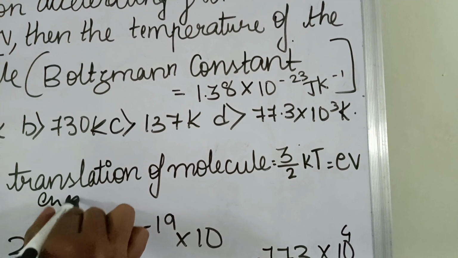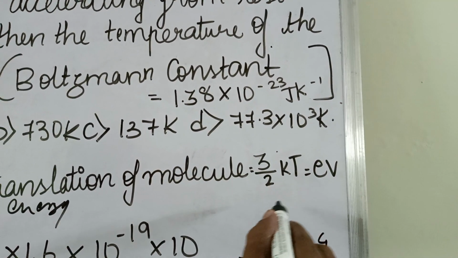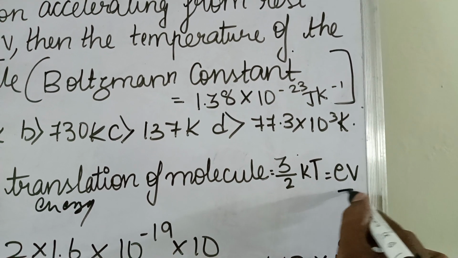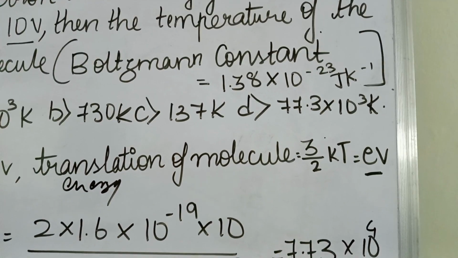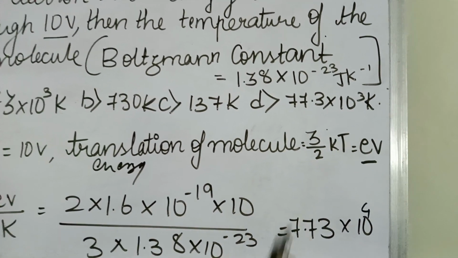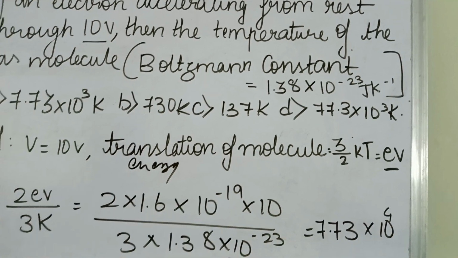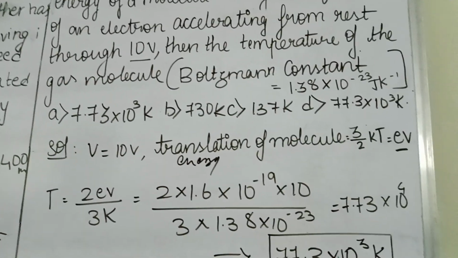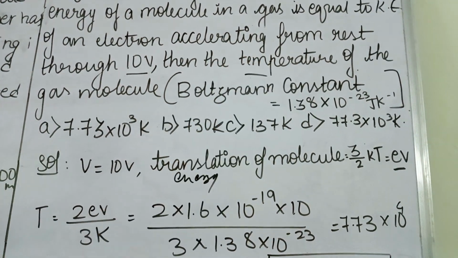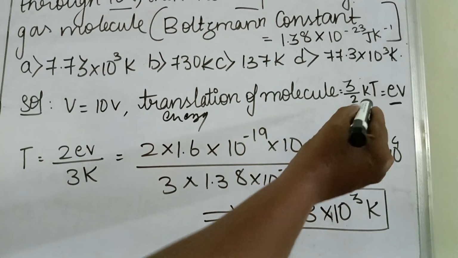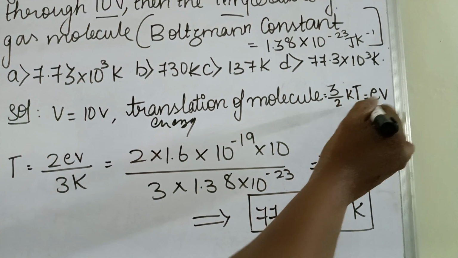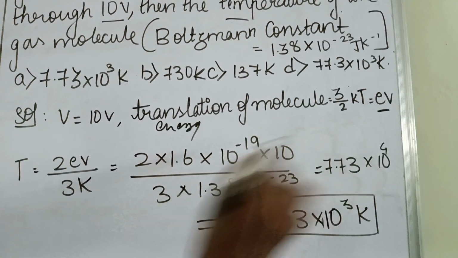Translational energy of the molecule is 3 by 2 kT, which is equal to kinetic energy of electron eV. Kinetic energy of electron is given as eV. Translation of molecule at a given temperature is given as 3 by 2 kT, where k stands for Boltzmann constant, T for temperature. Here we have to find out the temperature. This is the question. So from this, T is equal to 2 by 3, this is 3 by 2, if it goes rightwards we get 2 by 3 divided by k.